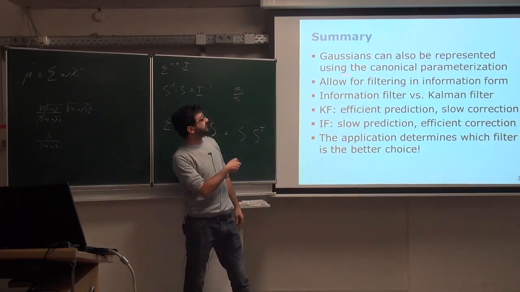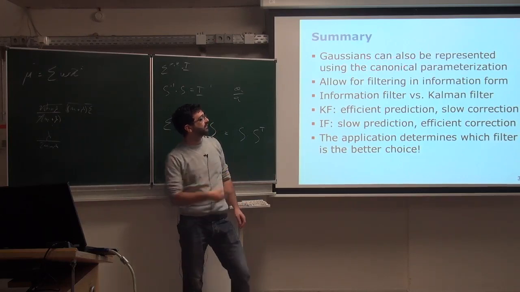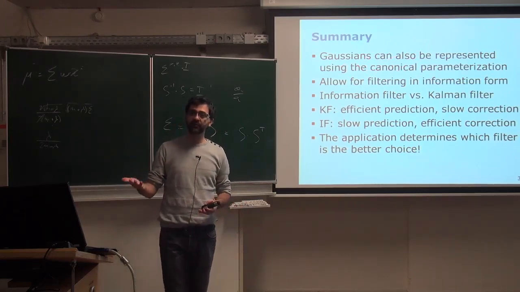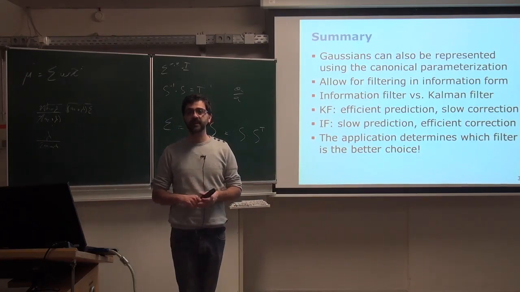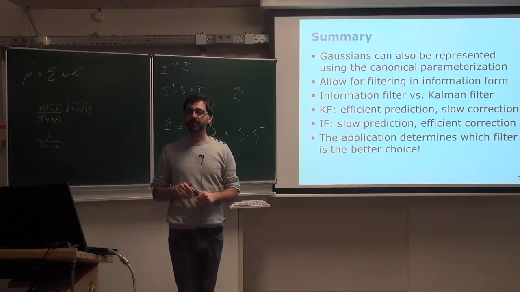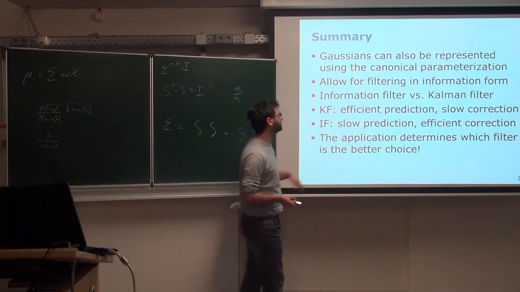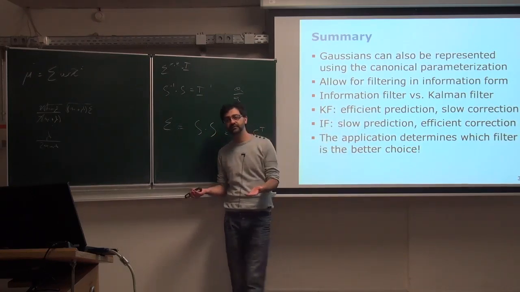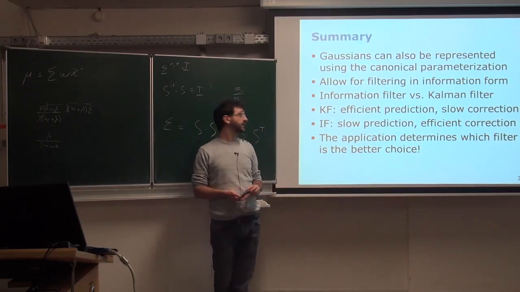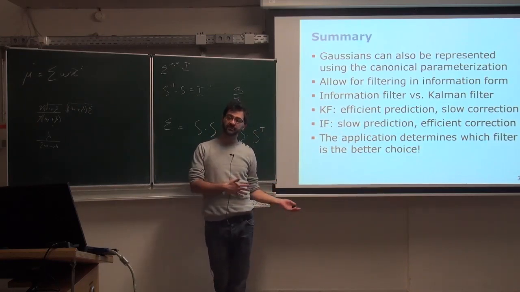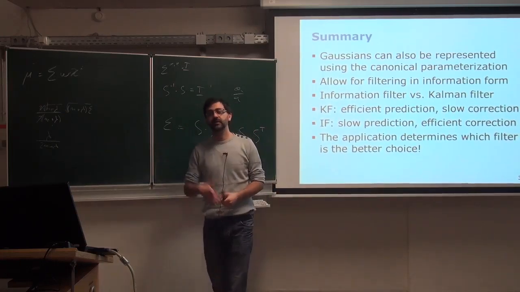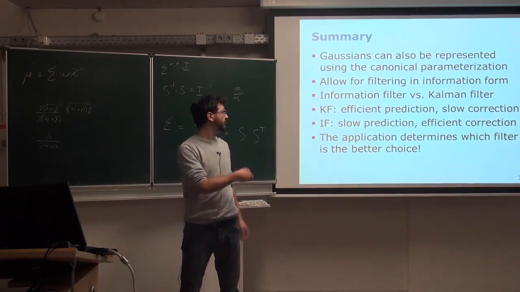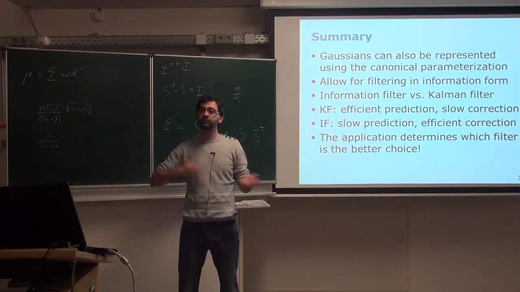So in summary, the important thing of today is that we can represent Gaussians in a different way, and if we represent them in this canonical form, we can also re-express the filter that we've seen last week, the Kalman filter, in terms of this new parameterization. And we have seen that for the Kalman filter, we have an efficient prediction but a slow correction step, while for the information filter, we have a slow prediction but an efficient correction step. Again, at the end, it depends on your application. It depends on what you care about more. If it's more prediction or more correction, you might choose one over the other.